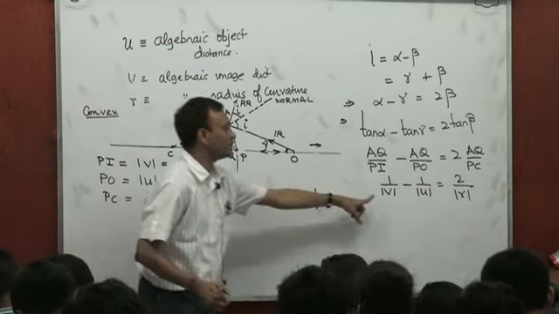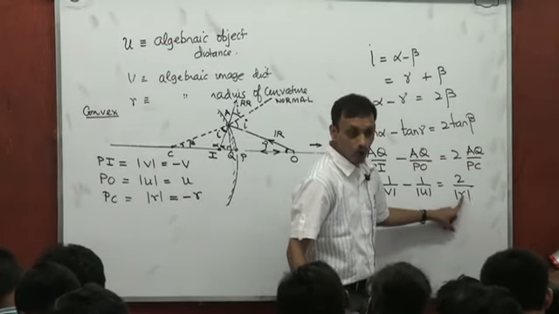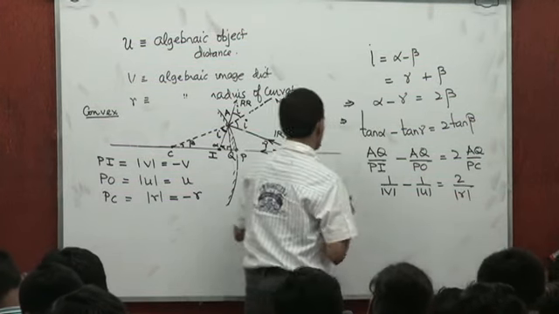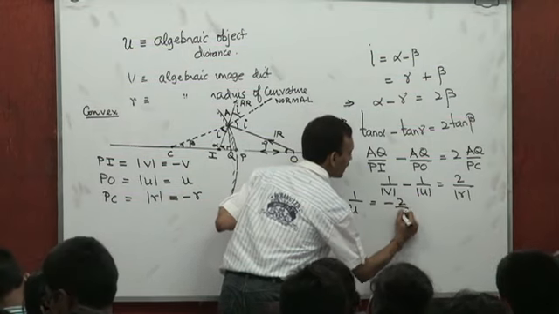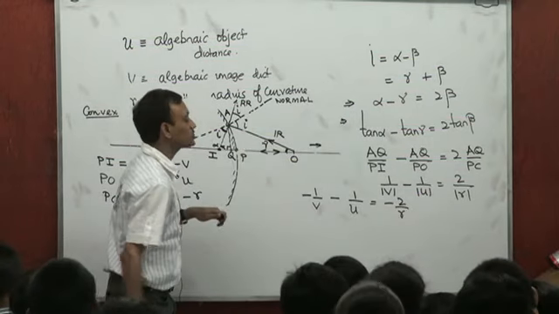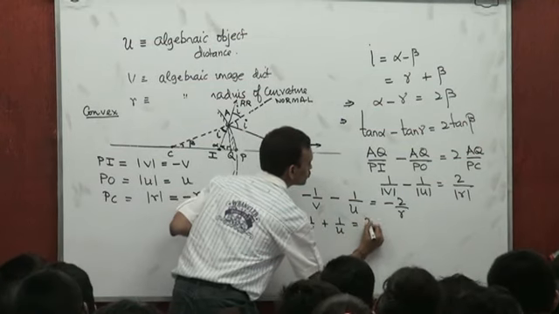So then replacing V by minus V, U by U, and R by minus R, sorry. So you get minus 1 by U equals minus 2 by R. So you get 1 by V plus 1 by U equal to 2 by R.